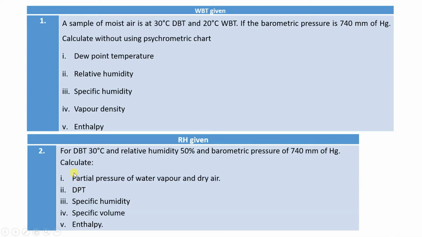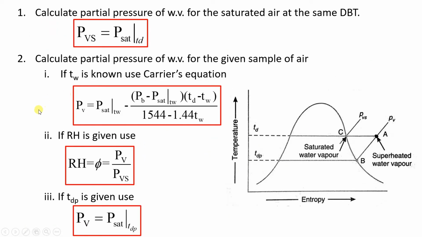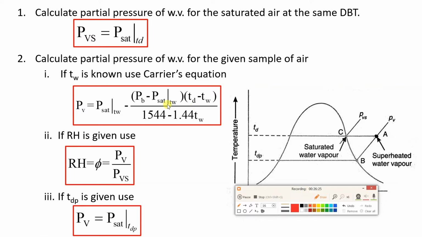Now like this the numericals are there, as we had discussed before. Based on the given data, if TW is there, one type. If RH is there, one type. If dew point temperature is given in the question, one type. Okay, so I will show you the questions.